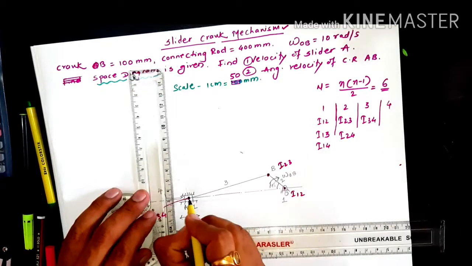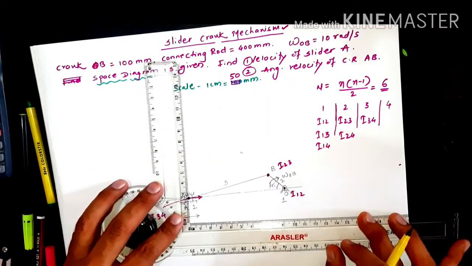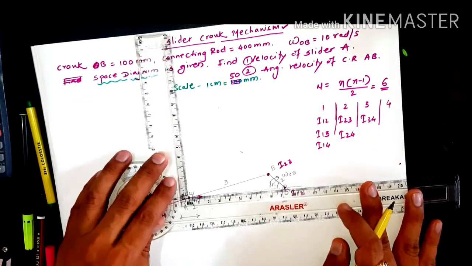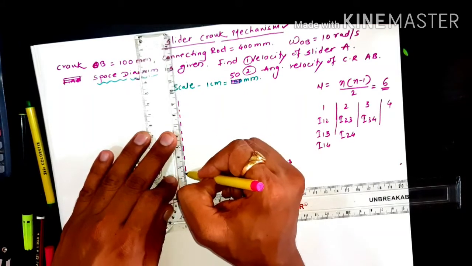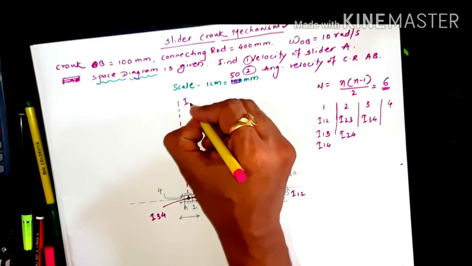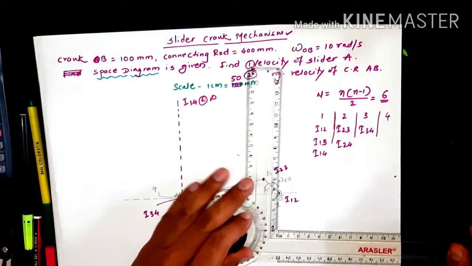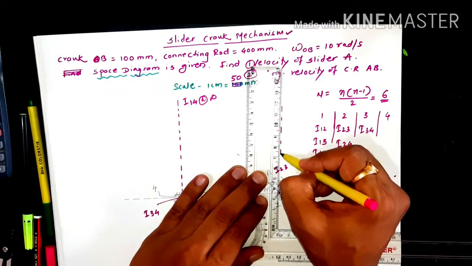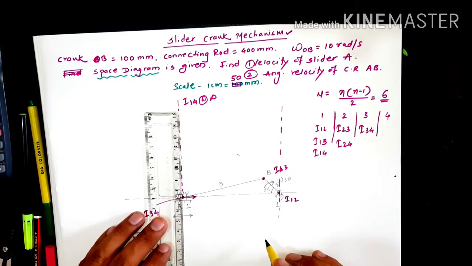So if the slider is moving in this direction or in another direction, I am going to take a perpendicular to that motion. Here I am going to get my I center I14 at infinity. So this is I14. We can draw it here as well, or show it in the downward direction. Anyway, we can show it.